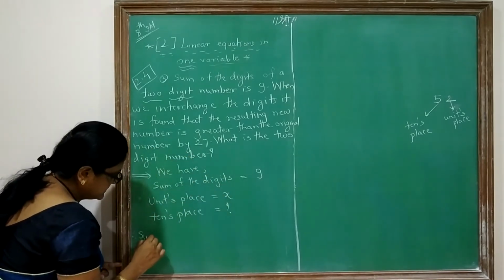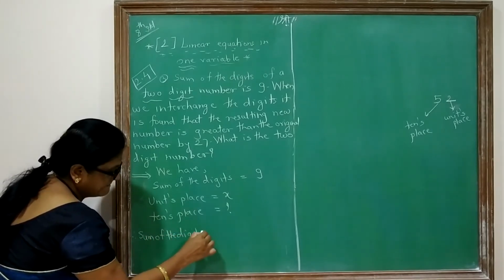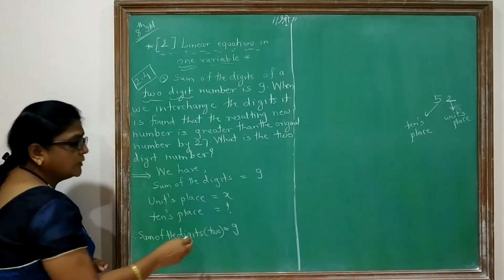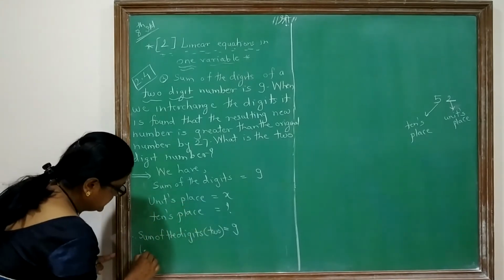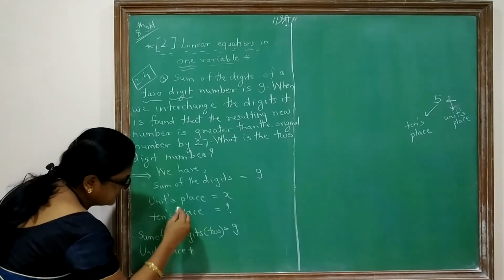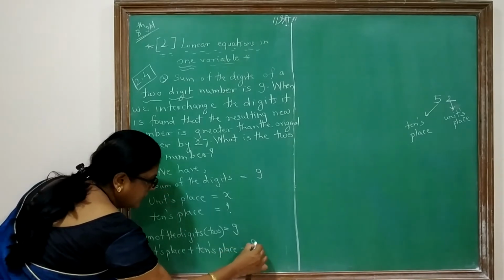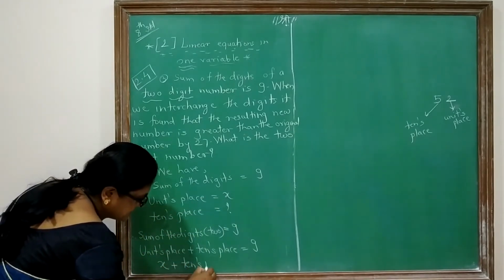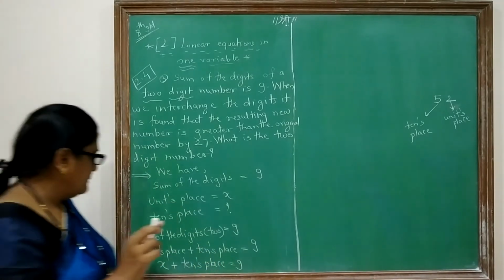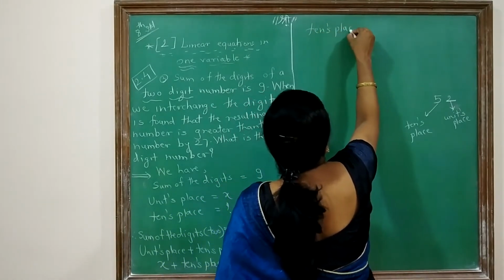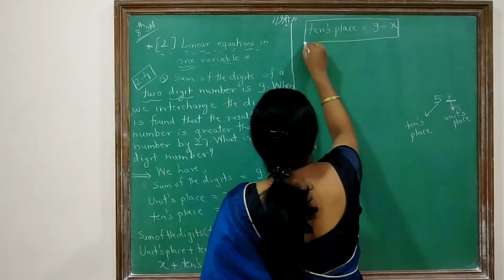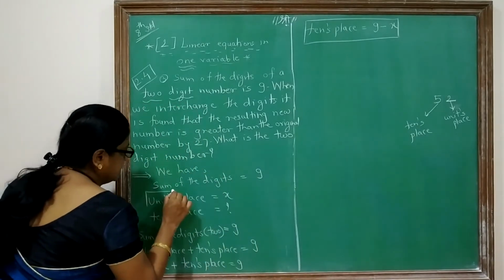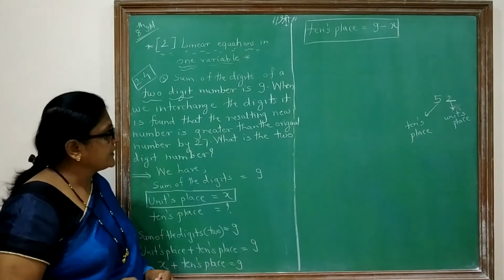The next sentence you will write: sum of digits equals 9. Sum of the digits. How many digits? 2 digits. Which digits? Unit and tens. Means unit place plus tens place equals what? 9. Then you will consider unit place is x, so you put here x plus tens place equals 9. Then what is the value of tens place? You will write here your tens place is 9 minus x, because this x will be transferred to that side. Means your unit place is x and your tens place is 9 minus x.